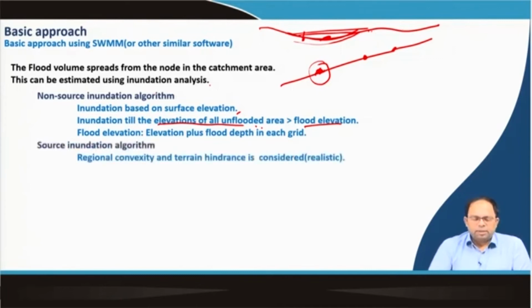And then the source inundation algorithm actually considers the regional convexity and the terrain hindrance, which is a more realistic approach. So, as you can understand, the terrain could be of different shape, and we really need to understand that, suppose water starts flowing from this area, based on the slope of this particular land, the water may flow in this direction or it may flow in two directions as well, right.